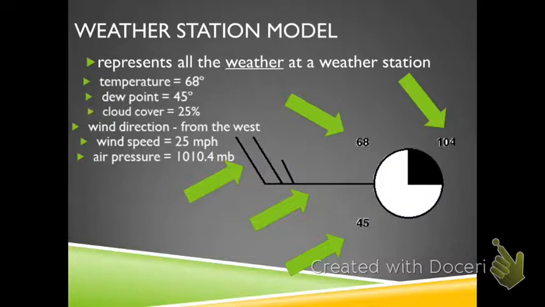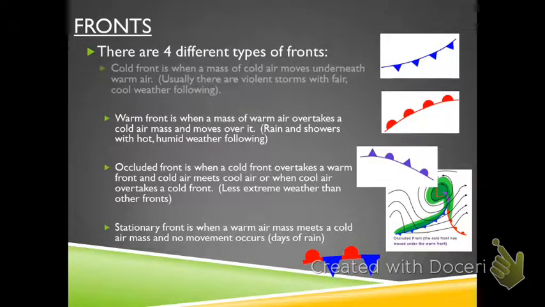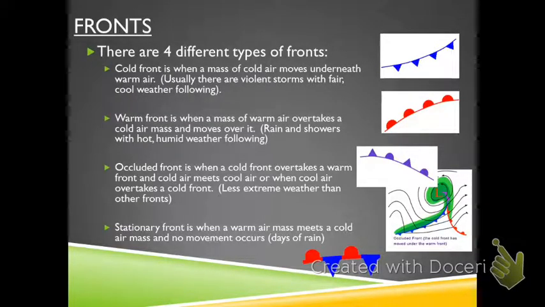Cloud coverage will be illustrated by the shading inside the model itself. A front is simply the boundary between two air masses. Fronts are classified by which type of air mass, cold or warm, is replacing the other. Generally, cold fronts move faster than warm fronts. Sometimes in a storm system, the cold front will catch up to the warm front.